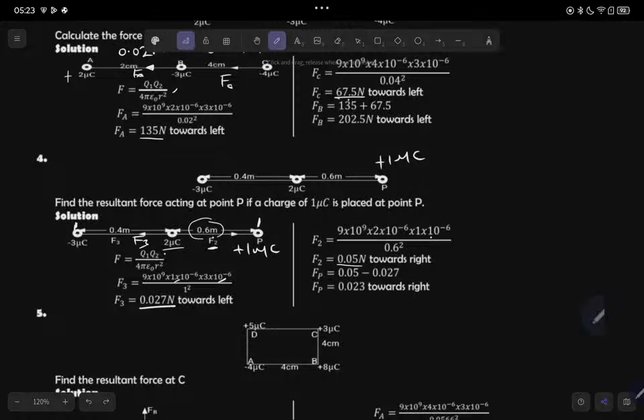Now the 0.05 newton force is stronger, or greater, so we subtract: 0.05 minus 0.027, we get 0.023 newtons, and it is towards the right.